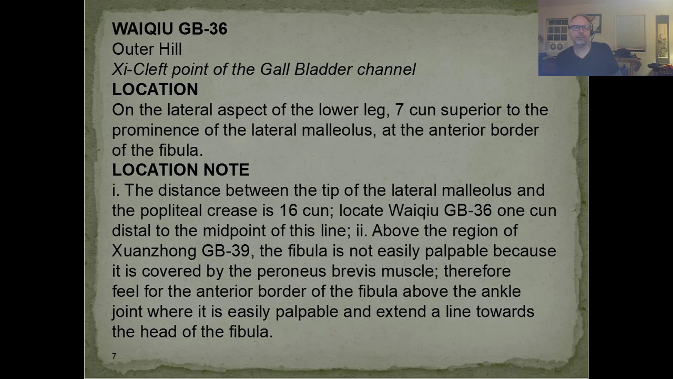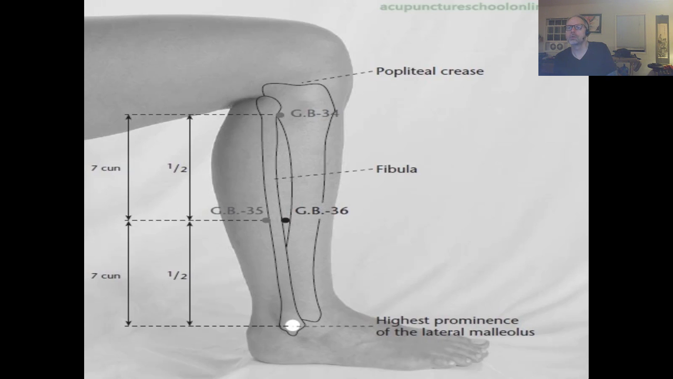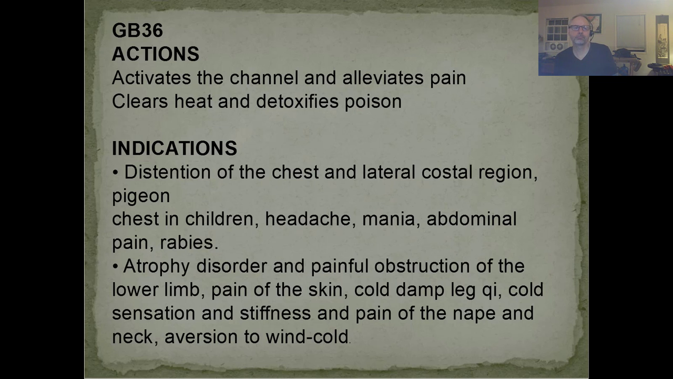36. 35 and 36 are at the exact same level, just like your Sanjiao 6 and 7. It's just that this one is 7 sun superior to the lateral malleolus, but on the anterior border of the fibula. See? Straight line, 35 and 36. Activates the channel, alleviates pain, clears heat, and detoxifies poison.